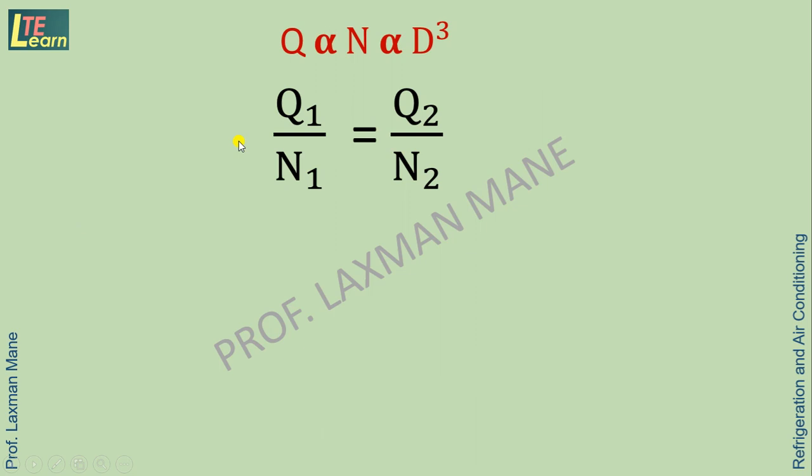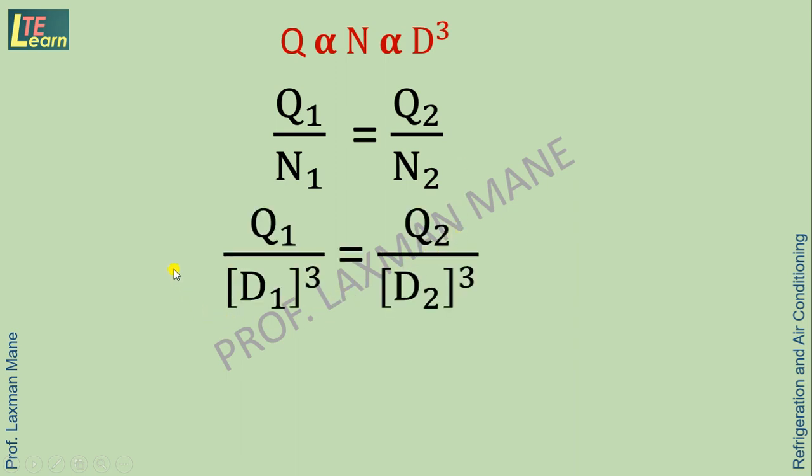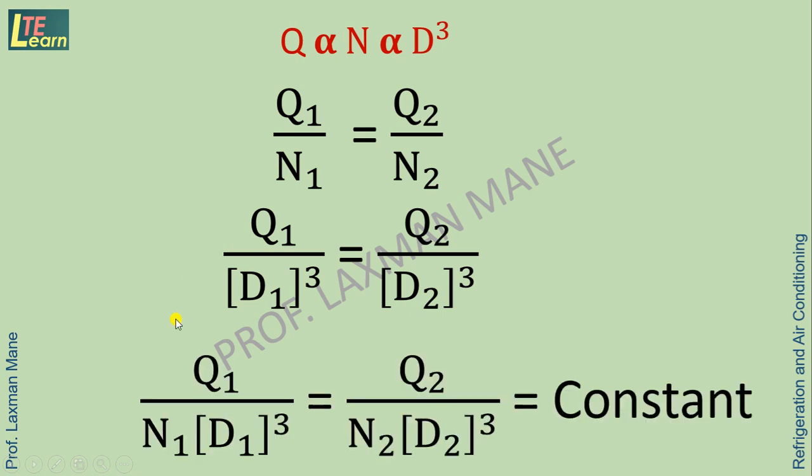By using this equation further, we find relation Q1 upon N1 is equal to Q2 upon N2. Second relation Q1 upon D1 cube is equal to Q2 upon D2 cube. So this relation is between fan capacity and speed, and the second relation is between fan capacity and diameter. By combining these two relations, we have this equation Q1 upon N1 into D1 cube is equal to Q2 upon N2 into D2 cube is equal to constant.